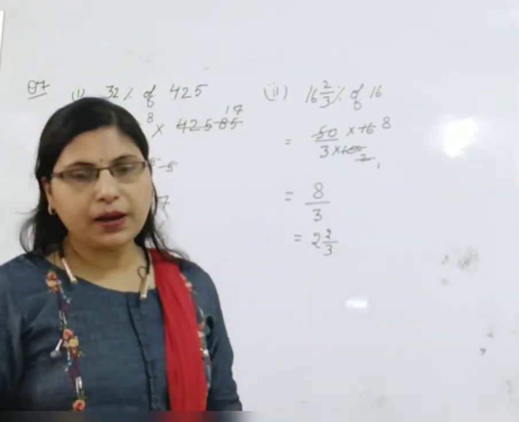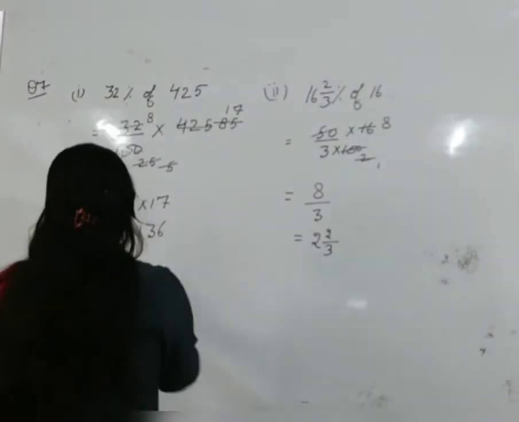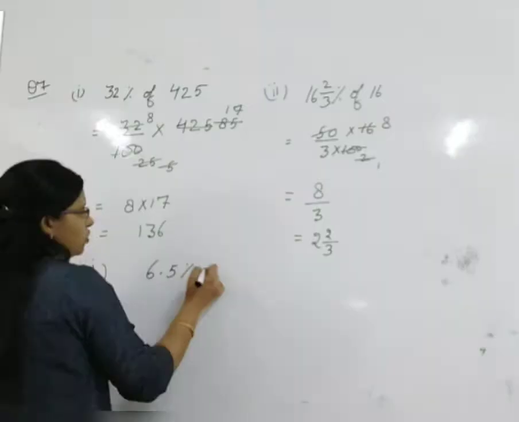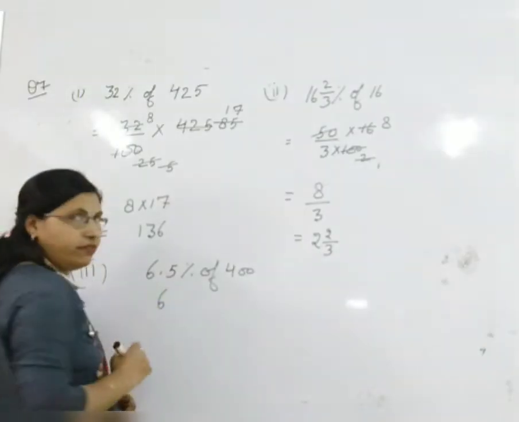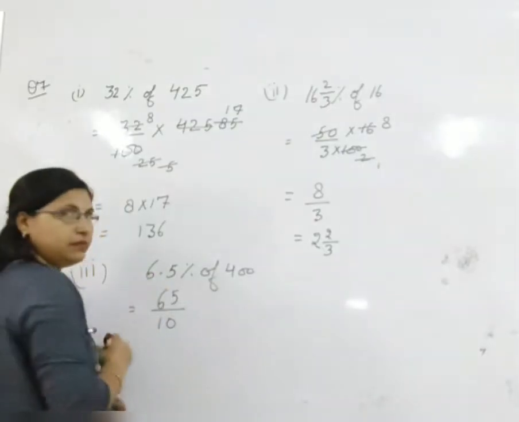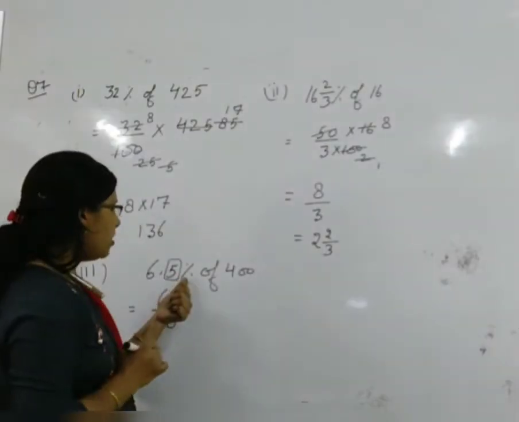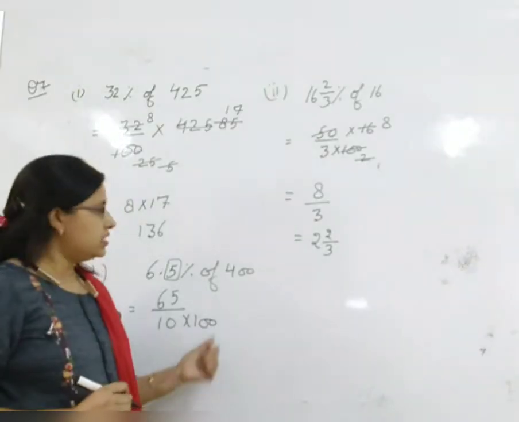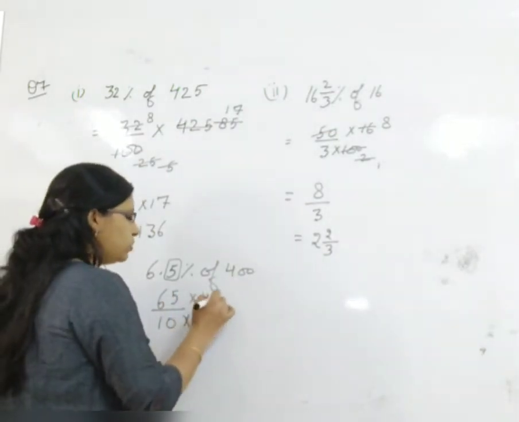Now let us do one more part, the third one, 6.5% of 400. Now, the 6.5 we can write as 65 upon 10 after removing this decimal, because we have one digit after decimal, so we have written here 10. Now, how can we remove this percentage sign? By 100 in denominator. Now, this of will be replaced by multiplication, and this 400 is in numerator.